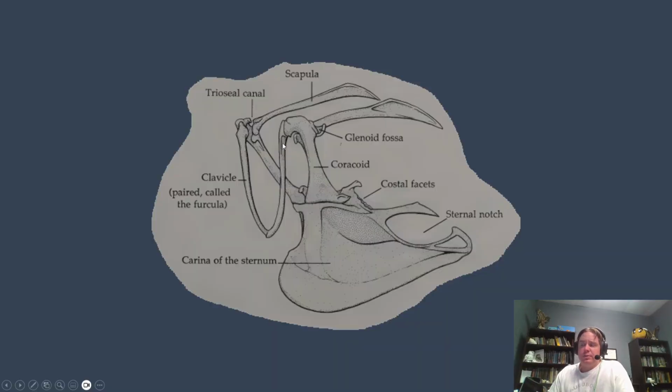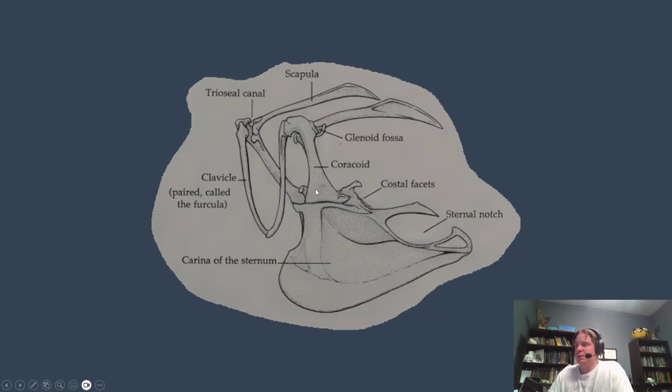that's all this is. This big U or wishbone-shaped structure is the furcula, and the furcula is a pretty cool structure that we'll talk about more, I think probably when we talk about respiration.